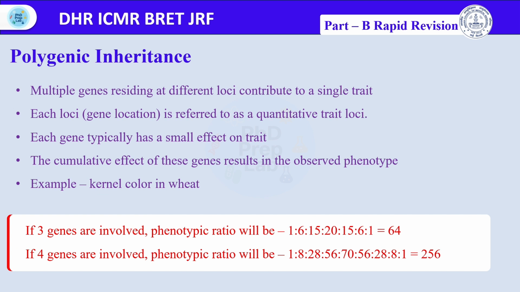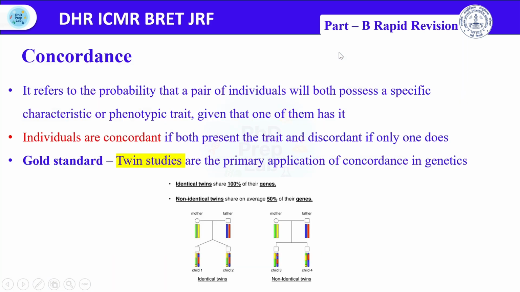Now the example that is very common in polygenic inheritance is kernel color in wheat. If 3 genes are involved, the phenotypic ratio that you will get is this one that you can see on the screen, and you will get 64 different types of genotypes. And if 4 genes are involved, then the phenotypic ratio is a different one, and you will get 256 types of genotypes. So you should remember how many types of genotypes you will get if 3 or 4 genes are involved.